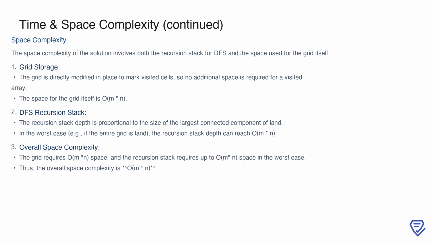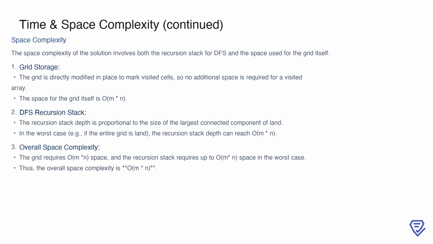Now, let's analyze the space complexity of the solution, which depends on two main factors: the grid storage and the recursion stack utilized by the DFS. First, the grid itself is stored in memory, and since we modify it in place to mark visited cells, no additional space is needed for a separate visited array. Hence, the grid's space usage is m*n.